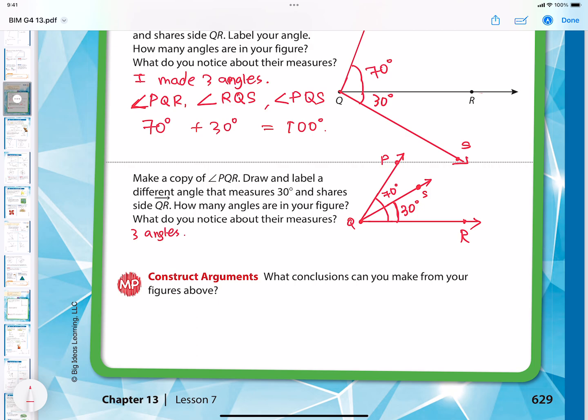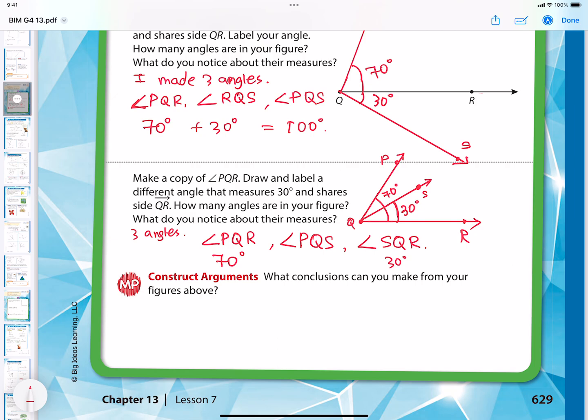Okay, now let's see. Angle PQR and angle PQS and angle SQR. Okay, we know what? PQR is what? 70. Okay, and then we know SQR is what? 30 degrees.